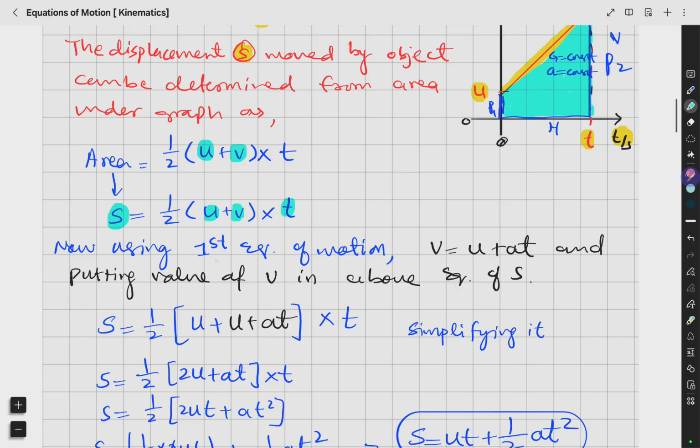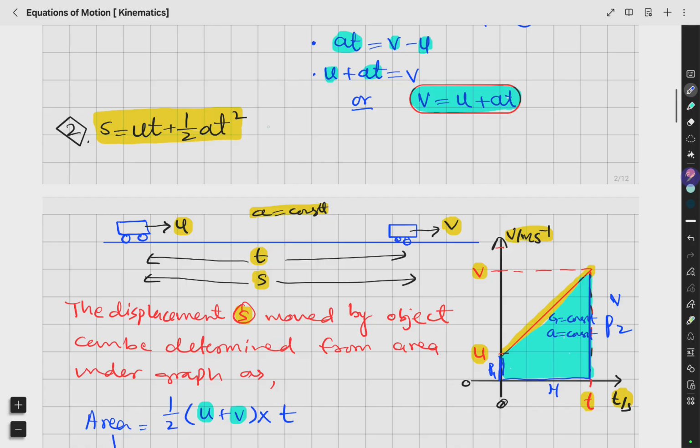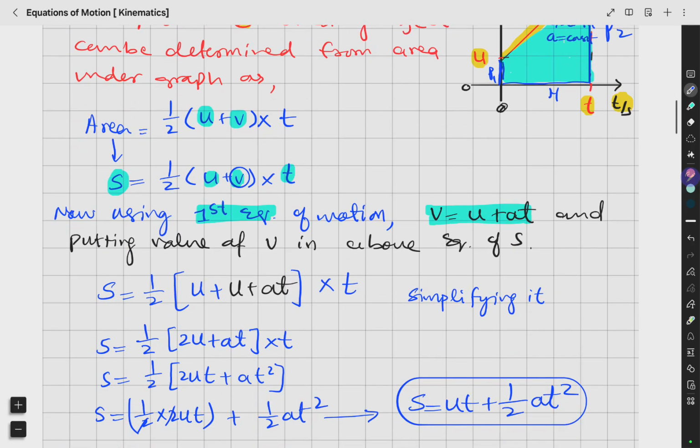So you just multiply them, and the area is s, so s is 1 by 2 (u plus v) into t. Now what you have to do is use the first equation of motion, which is v equals u plus at, and replace the value of v over there. Why do you have to replace v? Because if you look at the equation for s, v is missing. v is not part of this equation. So this helps you decide that you have to remove v from this expression.